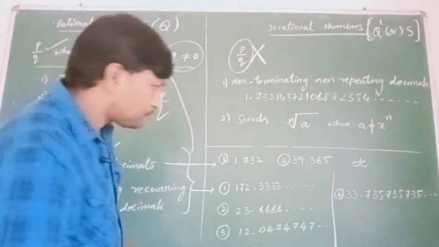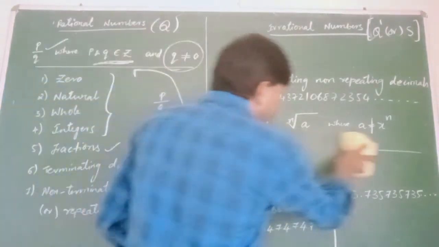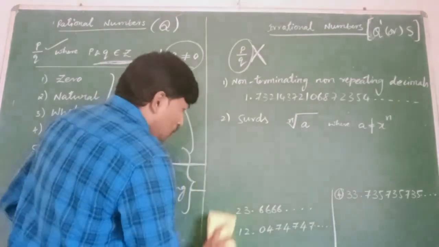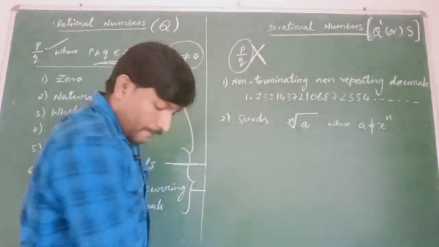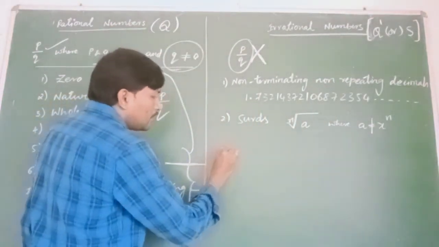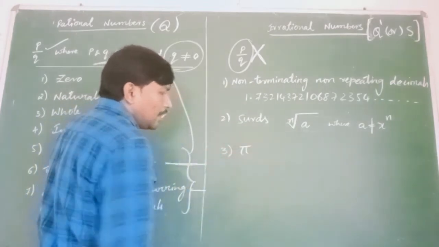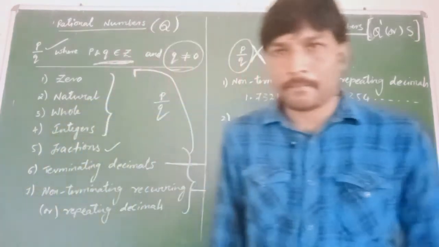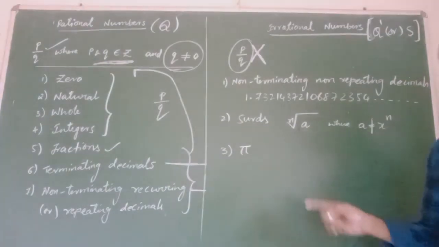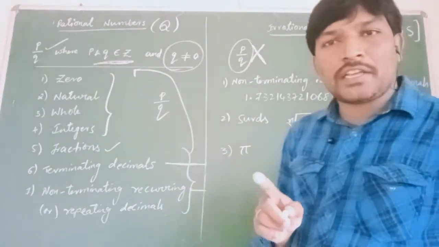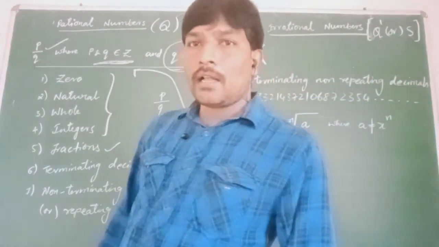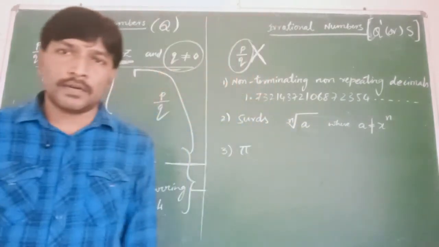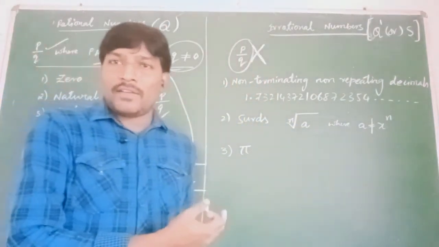Along with this, let's come to one more. You know very well about this symbol. Actually, we call it pi. Pi is also an irrational number. Actually, how does this pi exist?